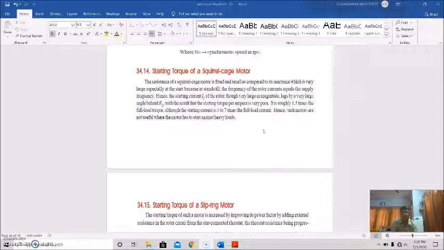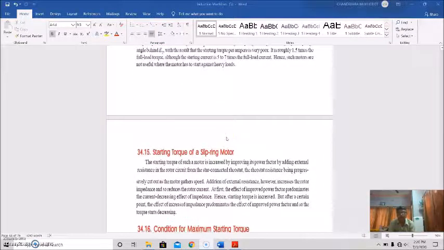which is very large especially. At the starting, because at standstill the frequency of the rotor current is equal to the supply frequency, the starting current I2 of the rotor, though very large in magnitude, lags by a very large angle behind E2, with the result that the starting torque per ampere is very poor. It is roughly 1.5 times the full load torque, although the starting current is 5 to 7 times the full load current. Such motors are not useful where the motor has to start against heavy loads.